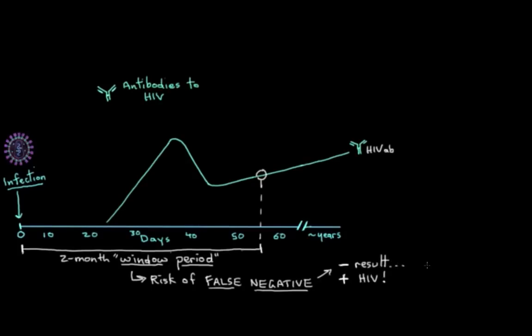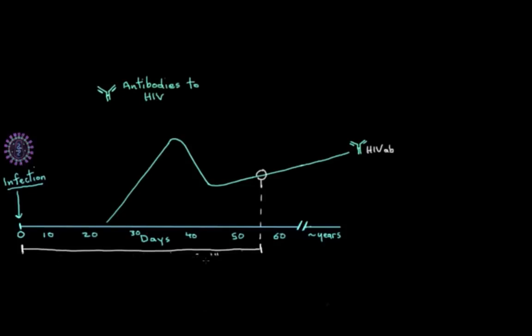And this is problematic for 2 reasons. I mean, obviously we don't want to get the diagnosis wrong, but also people in this stage are the most infectious, right at the beginning when the infection is just sort of established. But luckily these days we've got better lab technology, better antibody tests that let us pick up on these HIV antibodies a lot sooner.